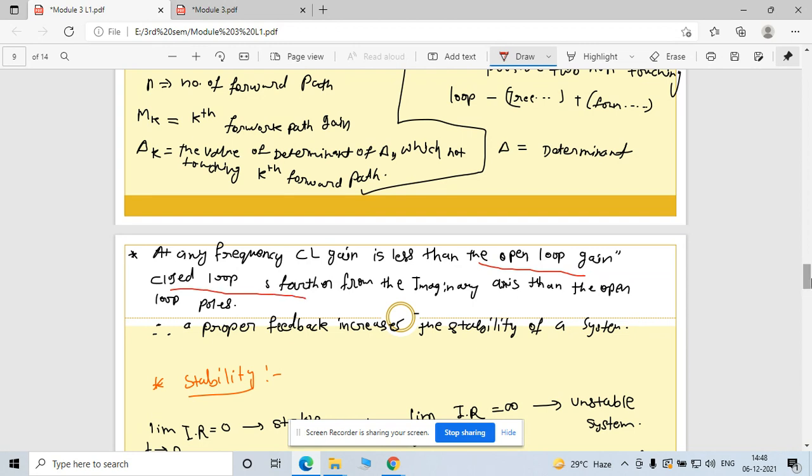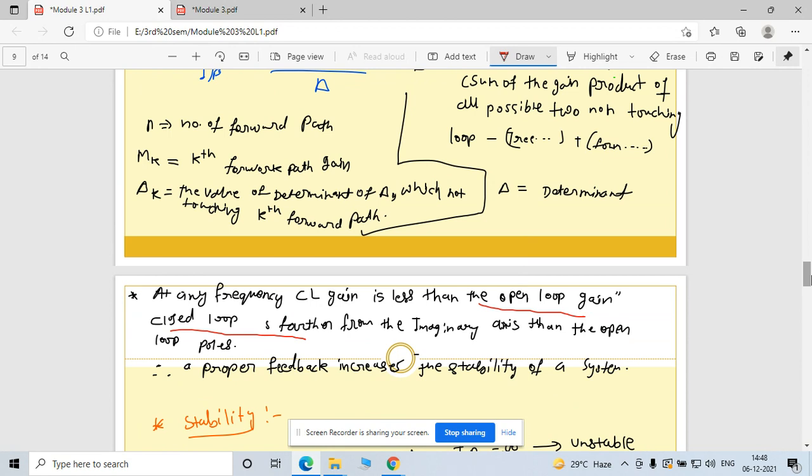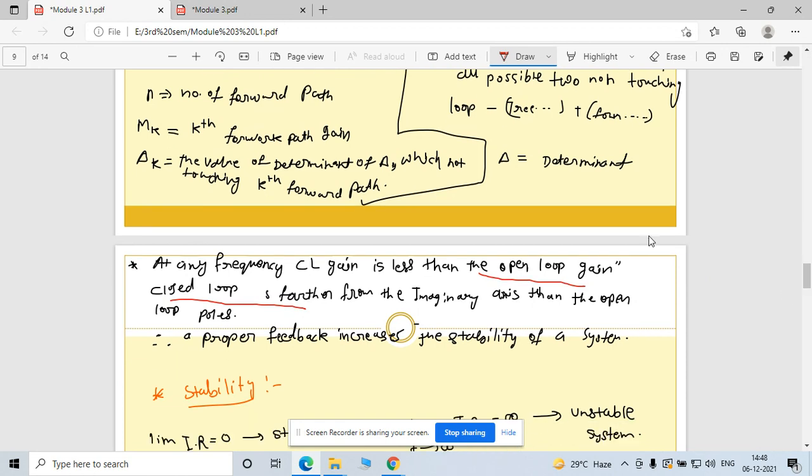Now observe, when a pole goes to the right side of the s plane, your system becomes unstable. So for stability, it is better to be very far away from the zero axis. So it is an advantage in the closed loop function: your poles are getting farther from the imaginary axis, or you can say the zero axis. That is one advantage, meaning your system is more stable than the open loop. Proper feedback increases the stability of the system.